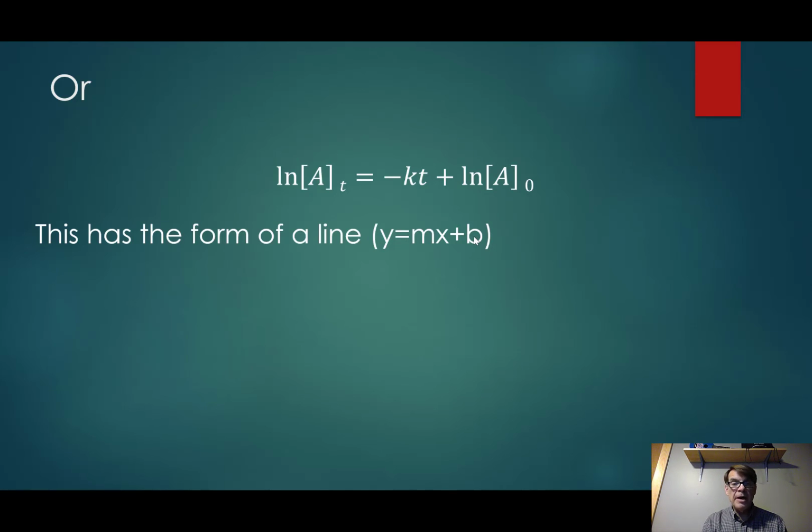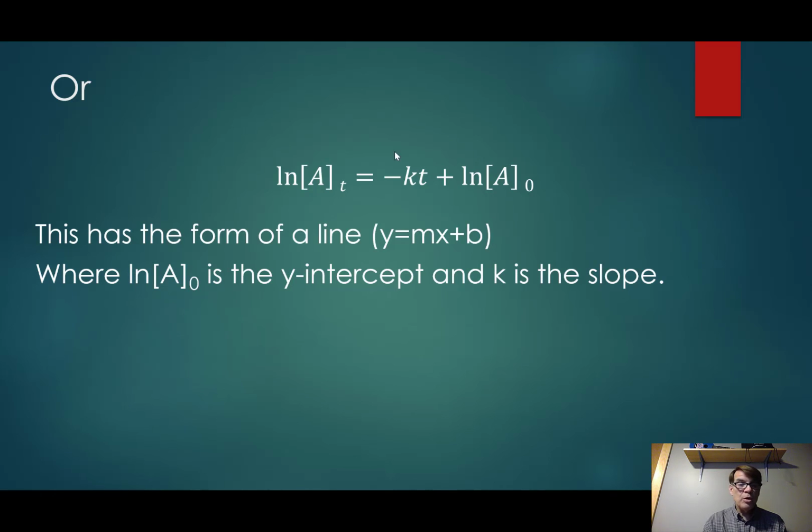And so actually, if you graph this and you get a line, you know you have a first order reaction. If you graph this and you don't get a line, you don't have a first order reaction. So in this linear form, the natural logarithm of initial concentration is the y-intercept, and then k is the slope. Negative k, actually, is the slope.